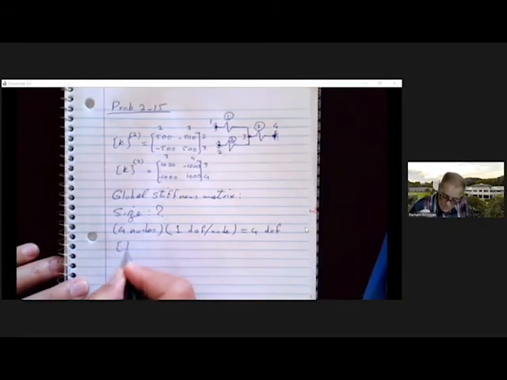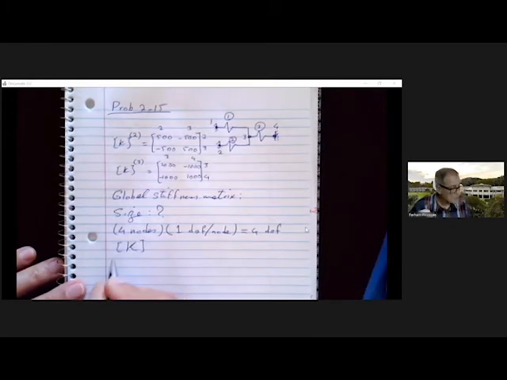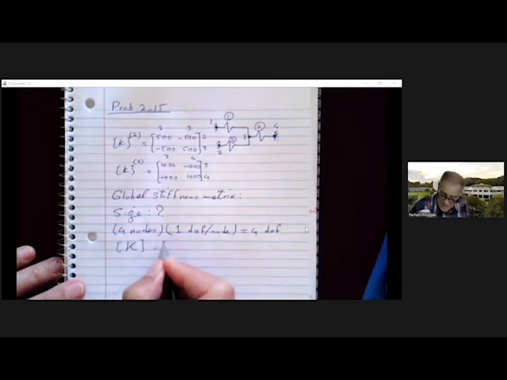Remember, we showed it by K. K is our global stiffness matrix. It is a 4x4 matrix.